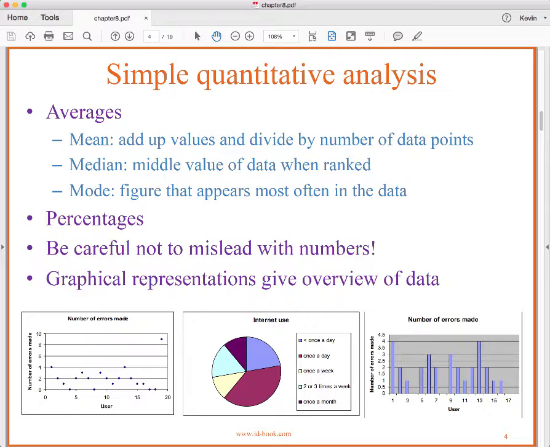We also have the median, which is the middle value of the data when they're put in a ranked order. Or we have the mode, and this is the figure that appears most often in the data. Now, in a typical distribution of data, the mean, the median, and the mode are three different statistics. They might happen to have equal values in an unusual data set, but in a typical data set, they're different.